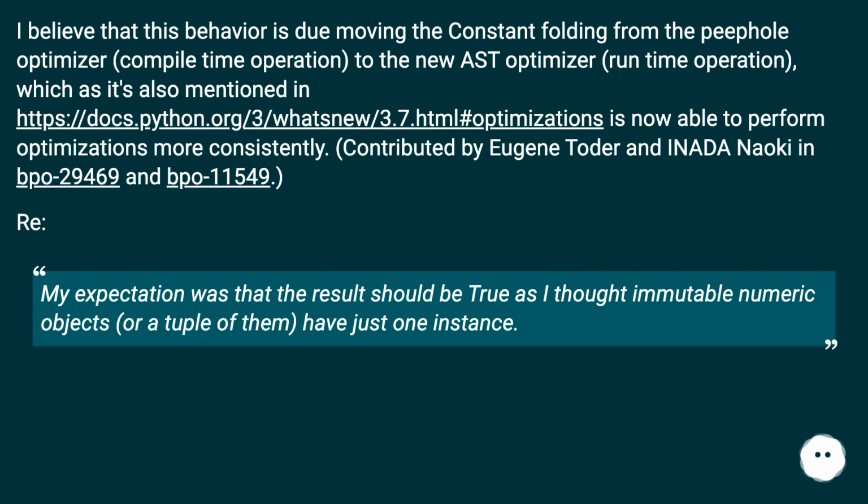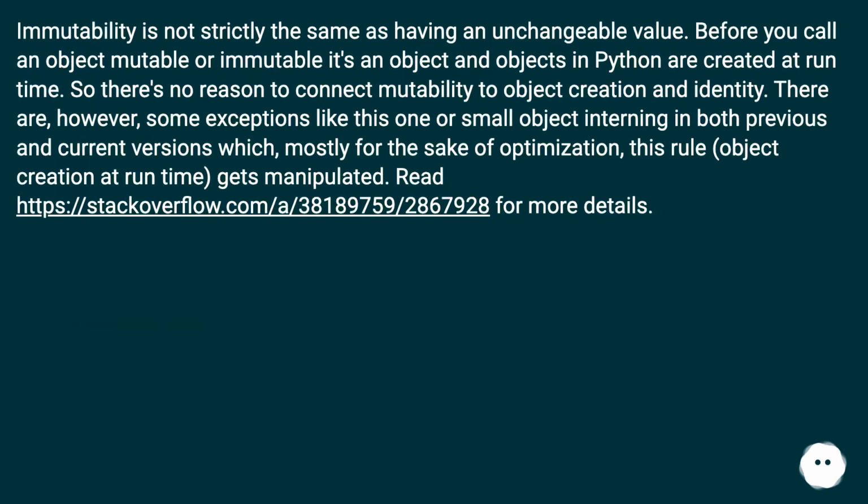My expectation was that the result should be True, as I thought immutable numeric objects, or a tuple of them, have just one instance. Immutability is not strictly the same as having an unchangeable value. Before you call an object mutable or immutable, it's an object, and objects in Python are created at runtime. So there's no reason to connect mutability to object creation and identity. There are, however, some exceptions like this one or small integer interning in both previous and current versions, which, mostly for the sake of optimization, bend this rule of object creation at runtime. Read this URL for more details.